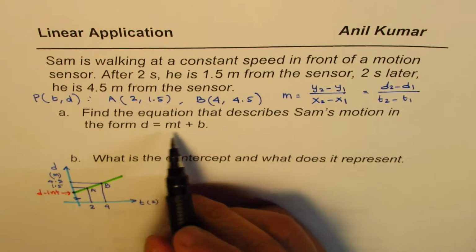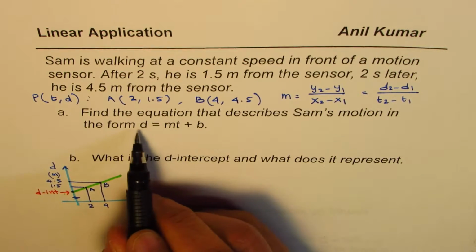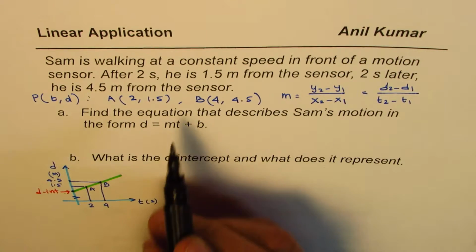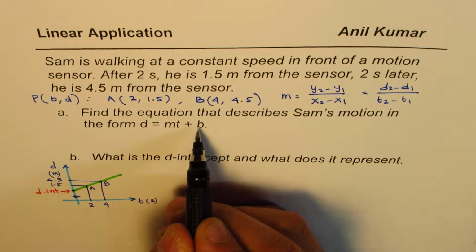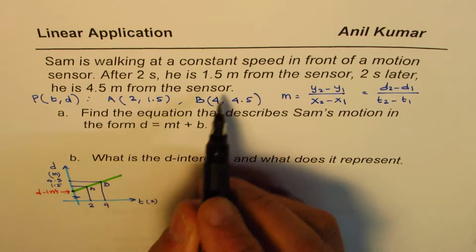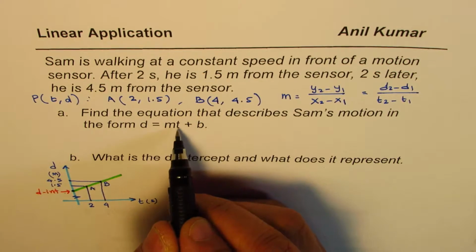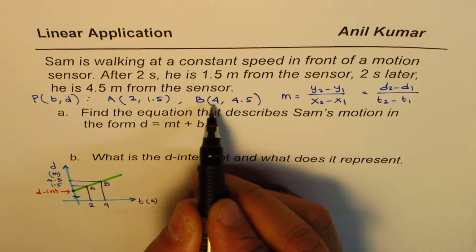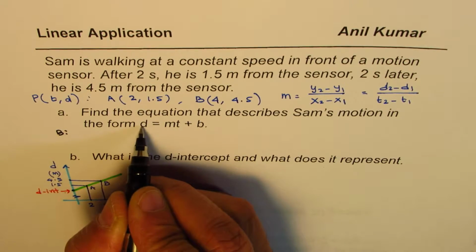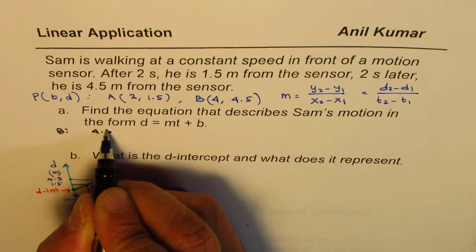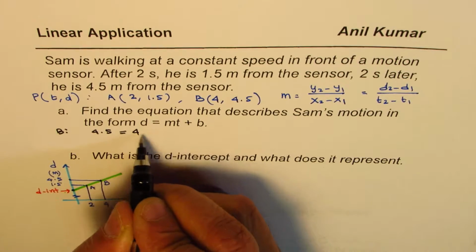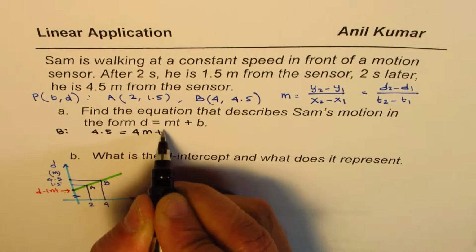Okay, now let's begin to solve this. So first we need to find this equation. We need to basically find what m and b are, right? So we are given 2 points. Let's use these points to find them. So let's use this point, where time t is 4 and d is 4.5. If I substitute point B, I get this equation: 4.5 equals, with 4 for t, 4m plus b.